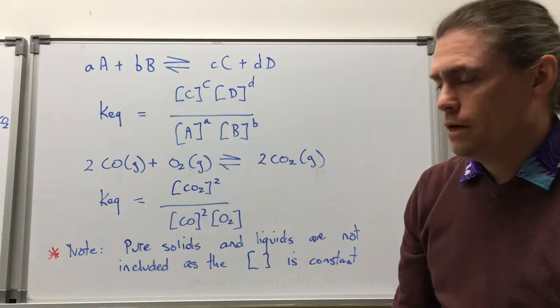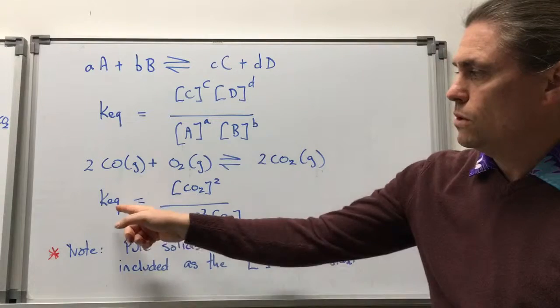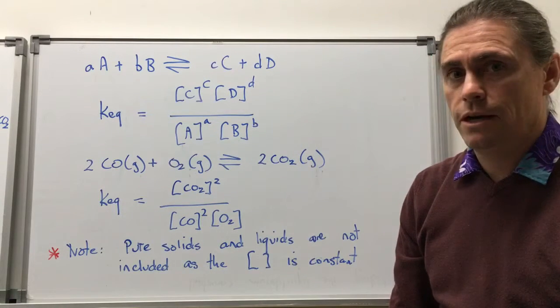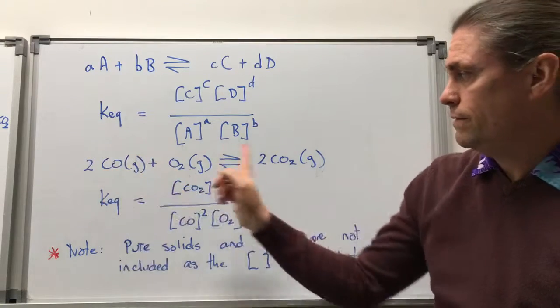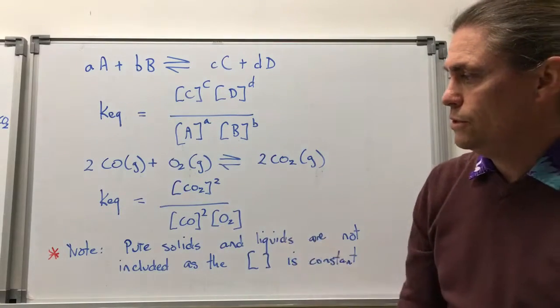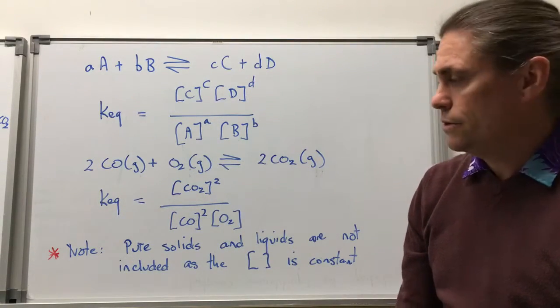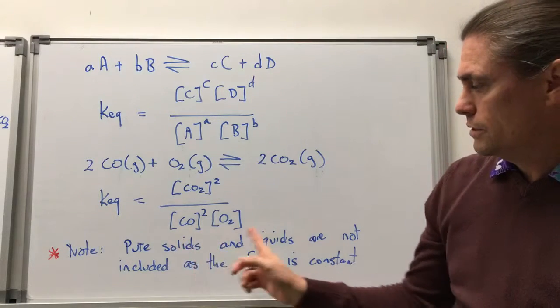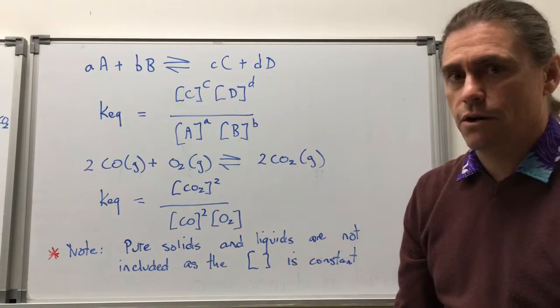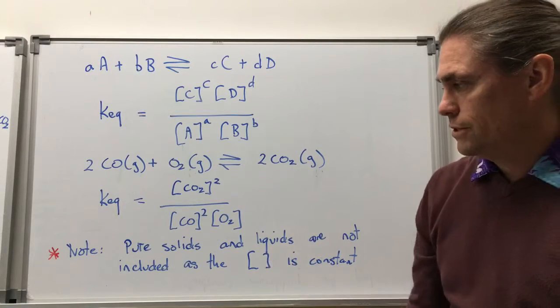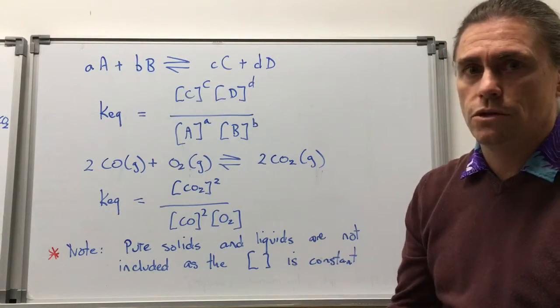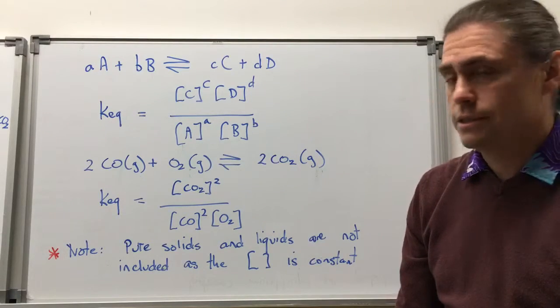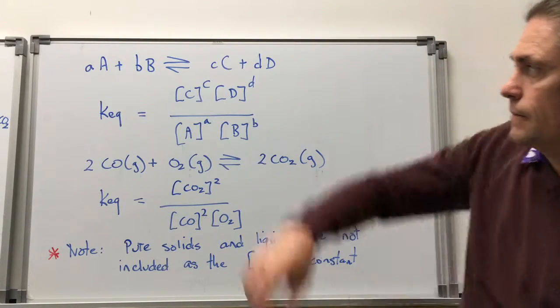Now, do we get the same units for this equilibrium constant every time? No, we don't, and it's determined by these prefixes. So that's why I haven't put any units in here. Now, there's one note to make. Pure solids and liquids are not included in our equation because the concentration of solids and liquids is always constant. So we only use the concentration of our aqueous substances or our gases.